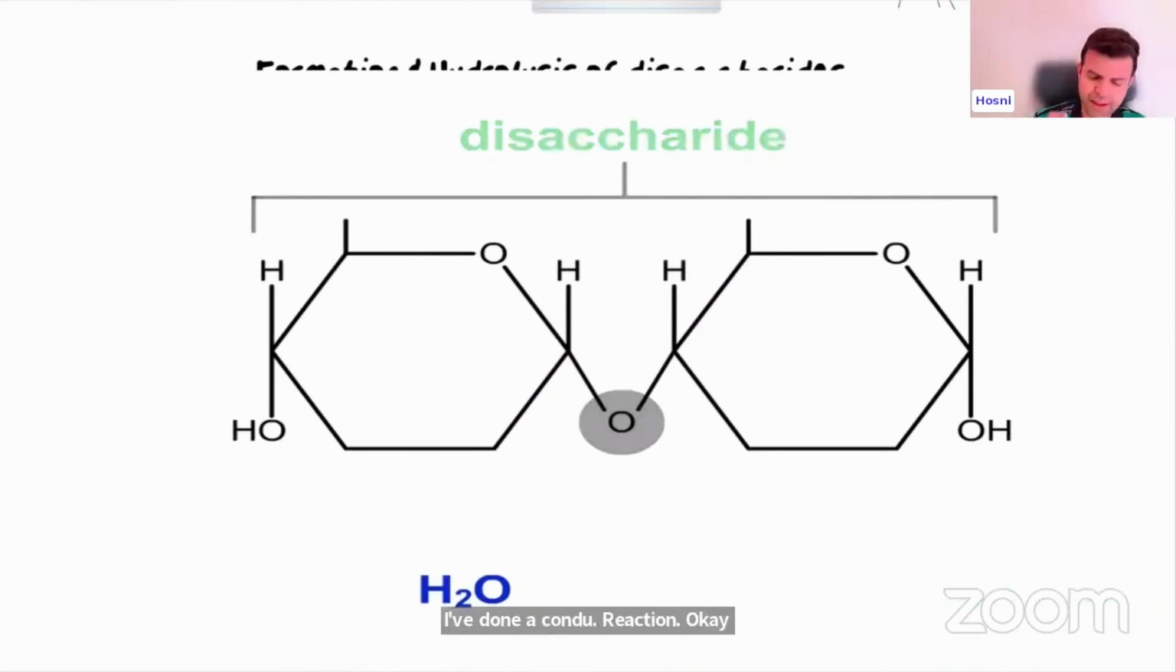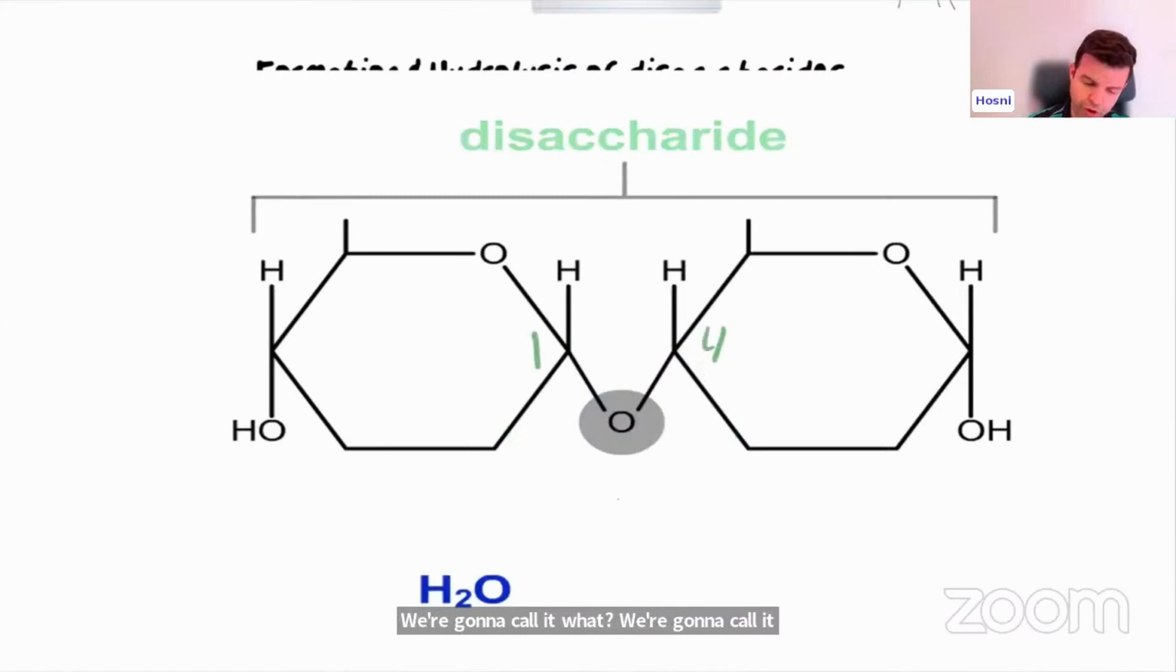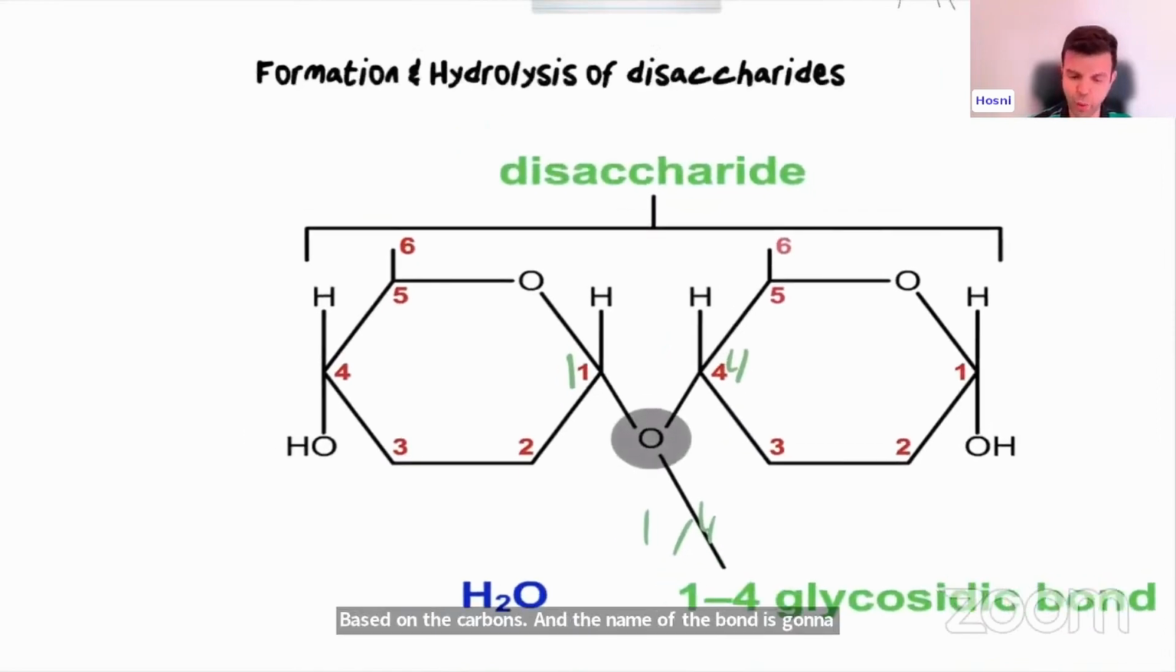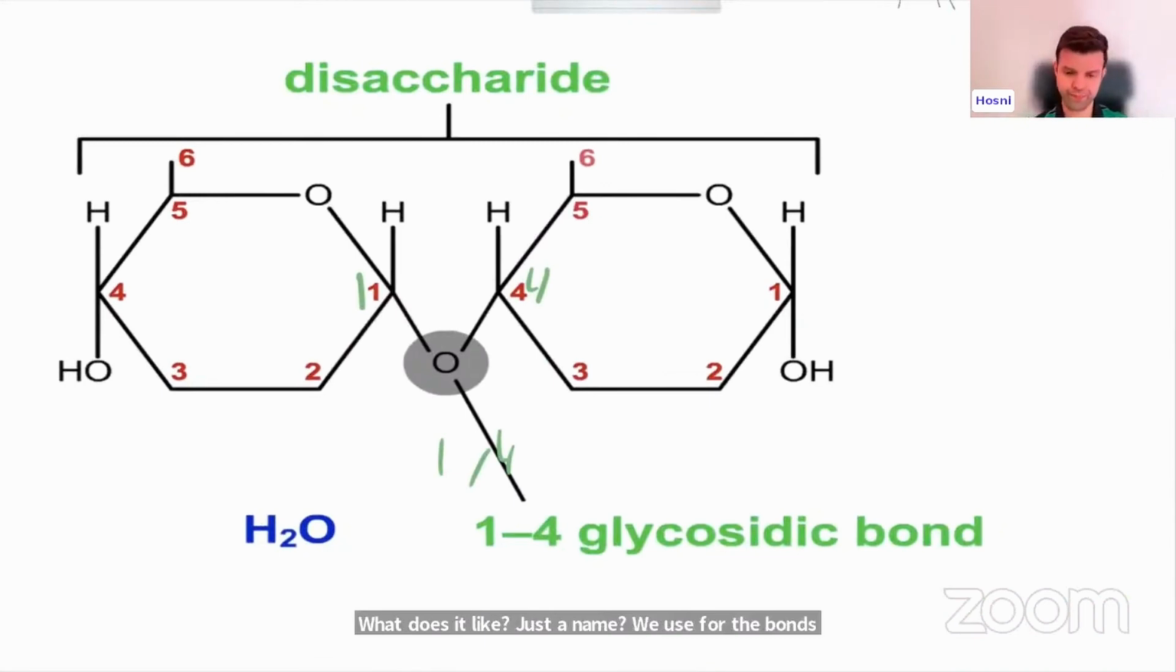Good. So this particular bond I made between sugars, we're going to call it 1,4, based on the carbons. And the name of the bond is going to be called glycosidic. What does glycosidic mean? It's just a name we use for the bonds that you have between monosaccharides.